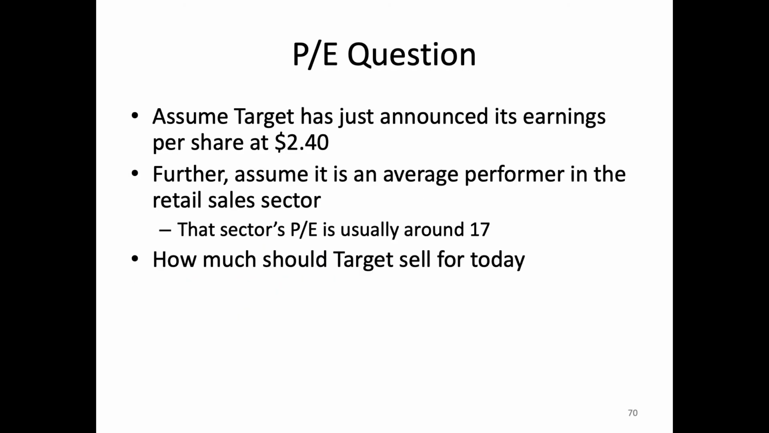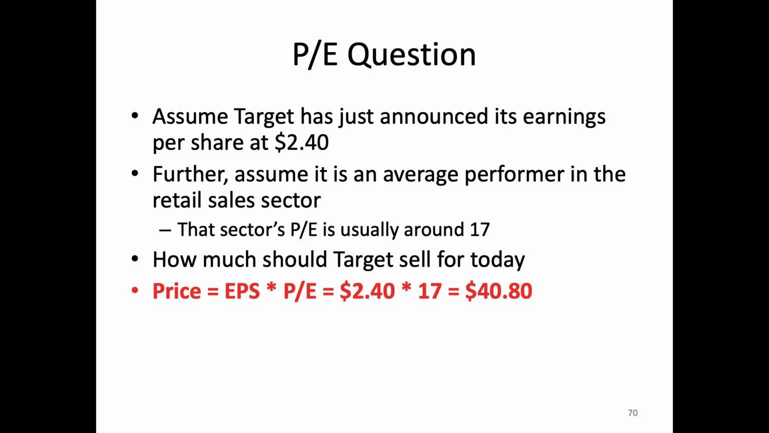So here's a question. Assume Target has just announced its earnings per share at 2.40. These questions are easy. We give you earnings per share. Then we say, on average, the PE is around 17. Just multiply the two numbers together. So an estimate of the stock price is $40.80. So it's quite easy to use the PE ratio.